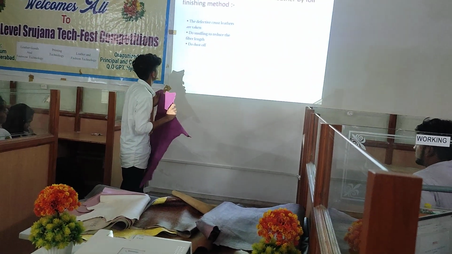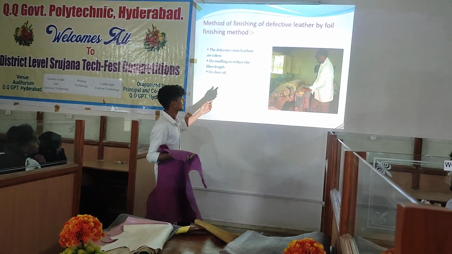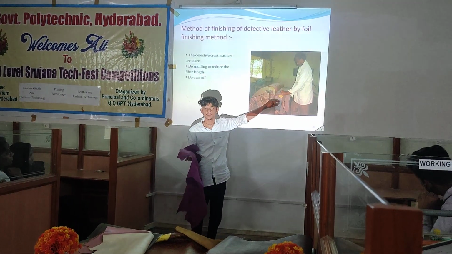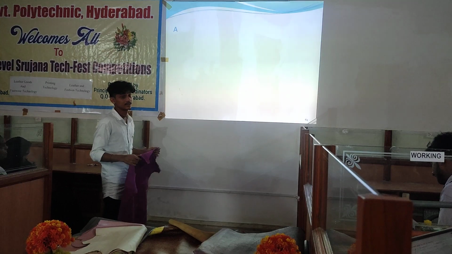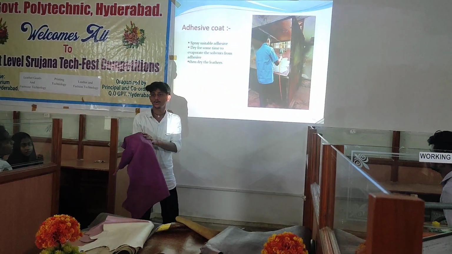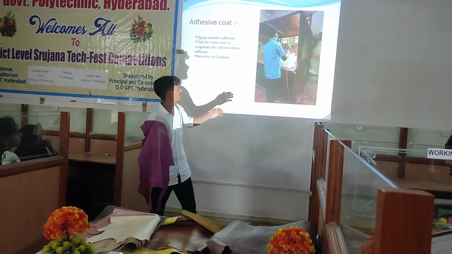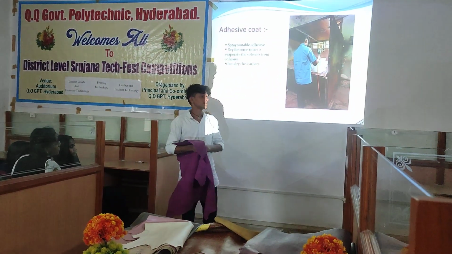Next, the method of finishing defective leather by the foil finishing method. Here we can see the buffing machine. We have to buff on the grain side. It is called buffing, to remove the grain defects. Adhesive coat is nothing but giving a coat on the surface of the leather which has more grain defects, by spraying two cross coats of the liquor.